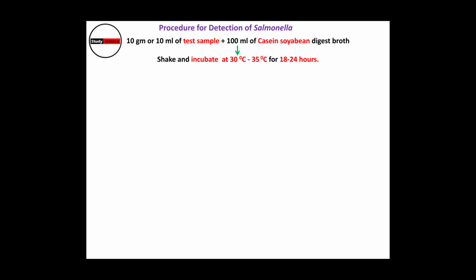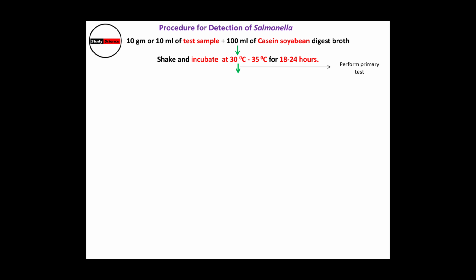Procedure for detection of Salmonella. Take 10 gram or 10 ml of test sample and add 100 ml of casein soybean digest broth. Shake it and incubate at 30 to 35 degrees Celsius for 18 to 24 hours.